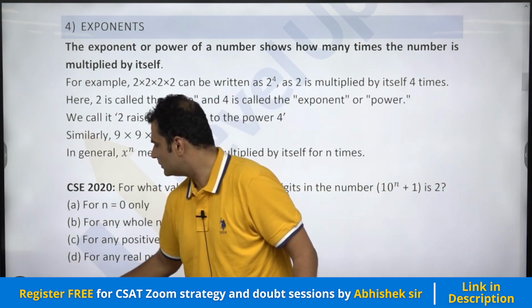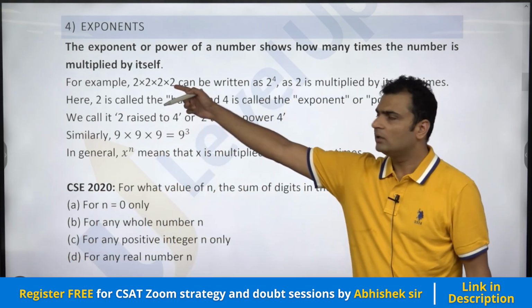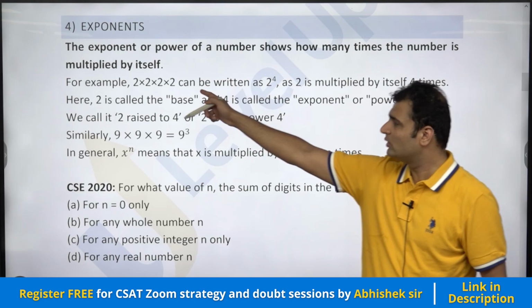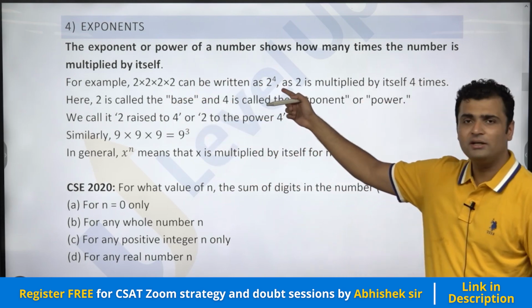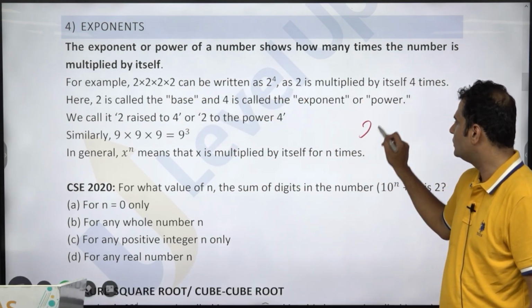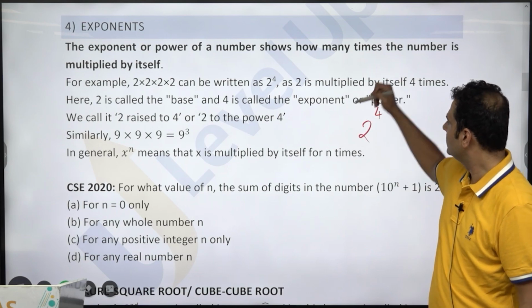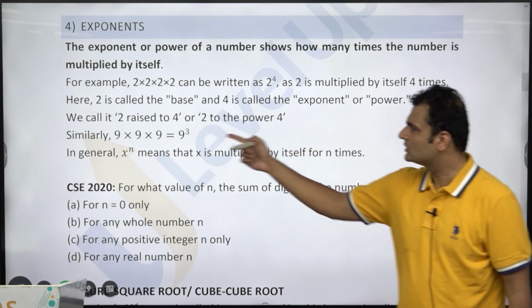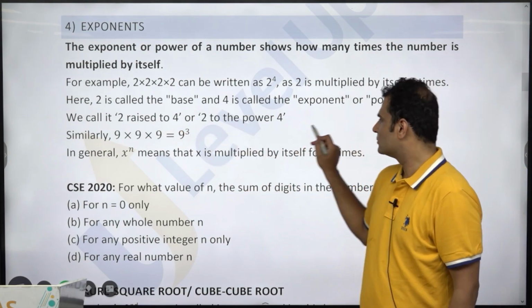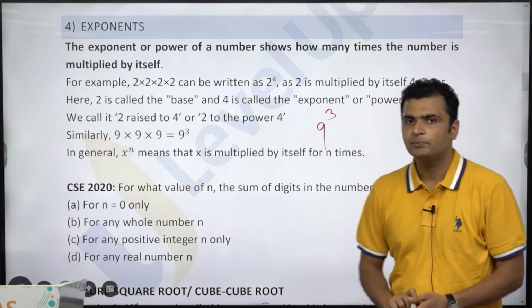So I think you might well be aware that 2 multiplied 4 times, 2 into 2 into 2 into 2, can be written as 2 to the power 4. This is called 2 to the power 4. Okay? This is what an exponent is. This is 9 into 9 into 9, so 9 to the power 3.